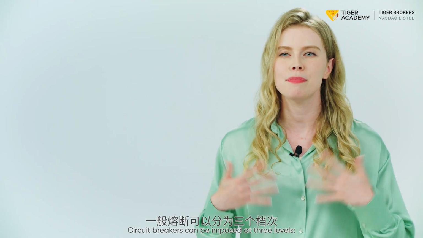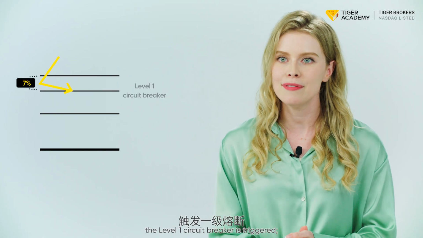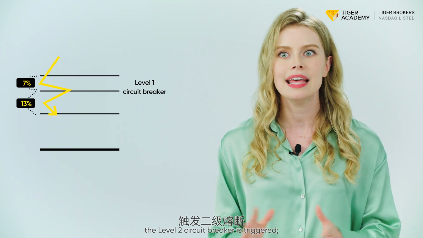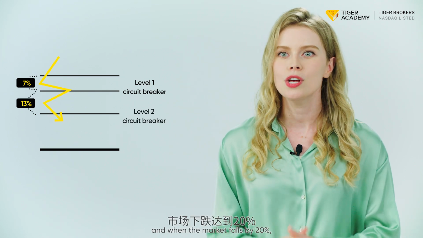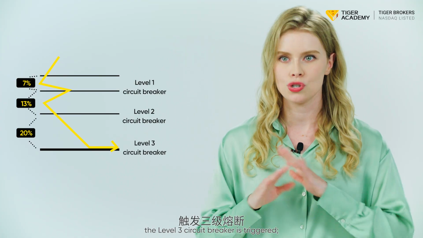Circuit breakers can be imposed at 3 levels. When the market falls by 7%, the level 1 circuit breaker is triggered. When the market falls by 13%, the level 2 circuit breaker is triggered. When the market falls by 20%, the level 3 circuit breaker is triggered.